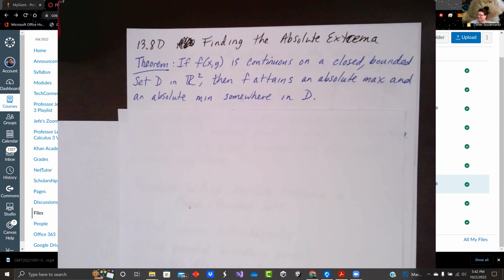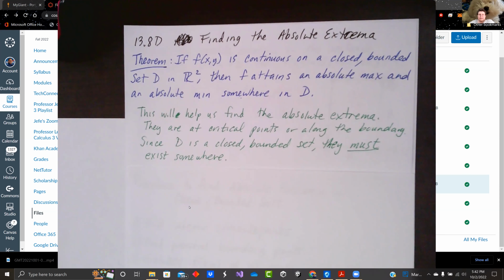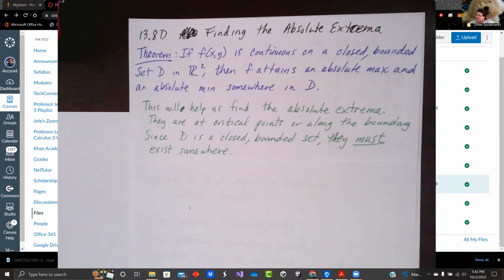Why is that helpful? Well, we know the critical points are either along the boundary or inside of it. And since it's a closed bounded set, there's got to be an absolute max and an absolute min somewhere, since we've got the entire domain enclosed in the set.